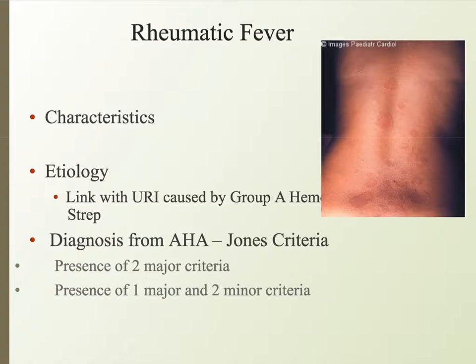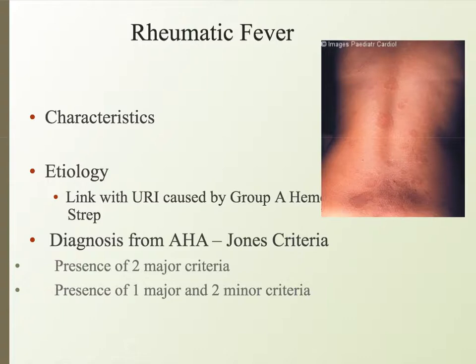The etiology is a link with upper respiratory infections that are caused by group A hemolytic strep. Those that have group A strep and it's basically not treated effectively will develop this rheumatic fever within 2 to 3 weeks. Once again, we can prevent rheumatic fever, and in the United States we typically do by treating our strep infections adequately.